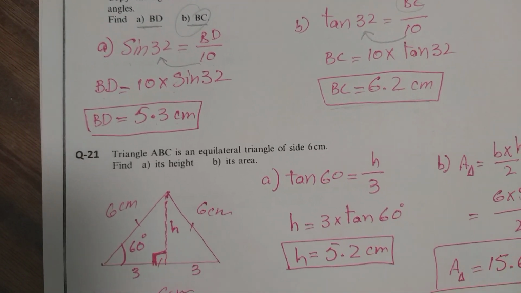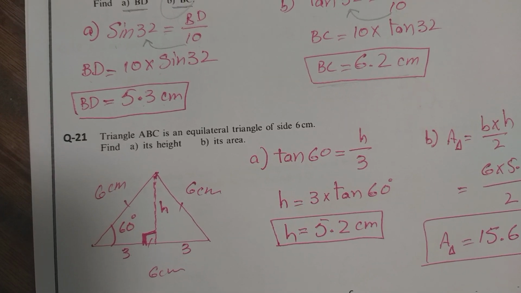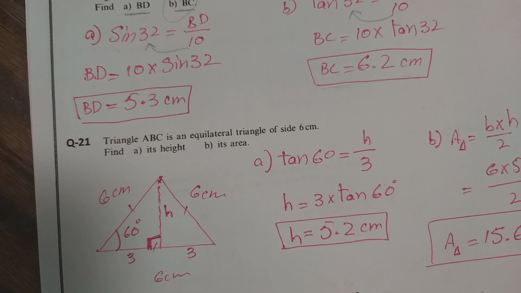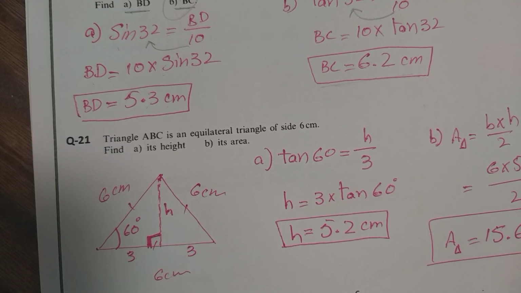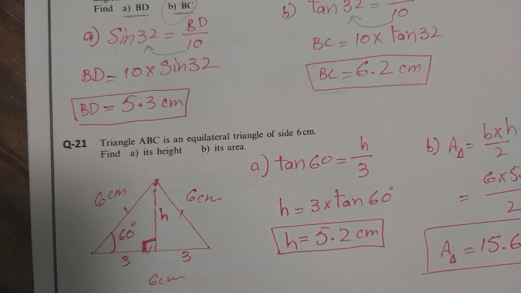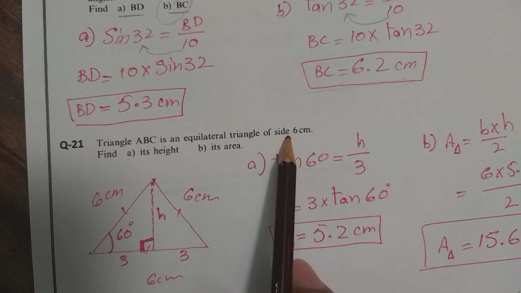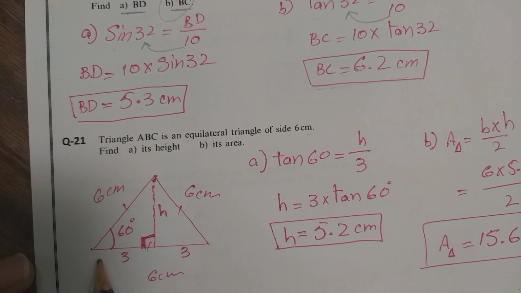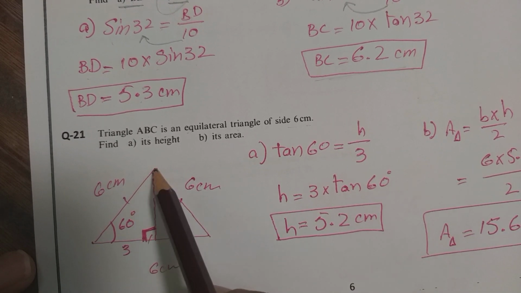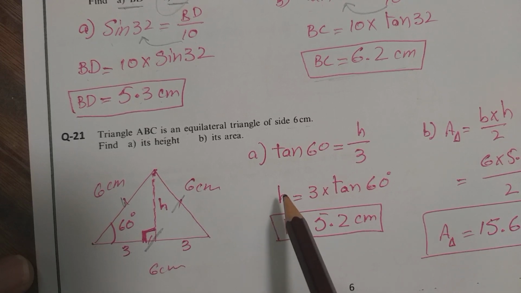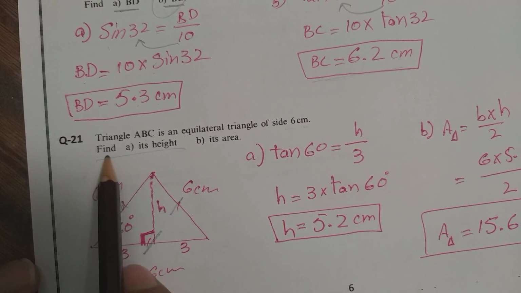Okay, so question number 21 on page number 6 from the worksheet, STP Mathematics Trigonometric, chapter number 18. In this question, the triangle ABC is an equilateral triangle of side 6 centimeters. So it means this is just a rough sketch. Equilateral triangle means all sides are equal. So all sides are 6 centimeter. So he said find the height of the triangle.